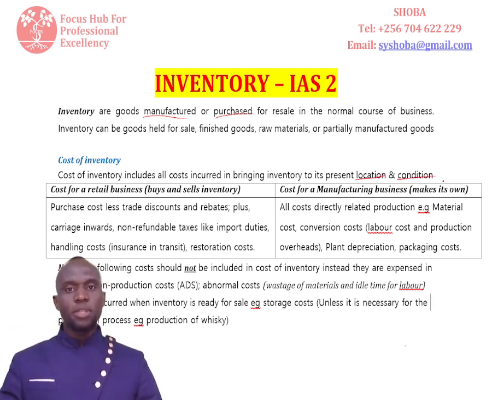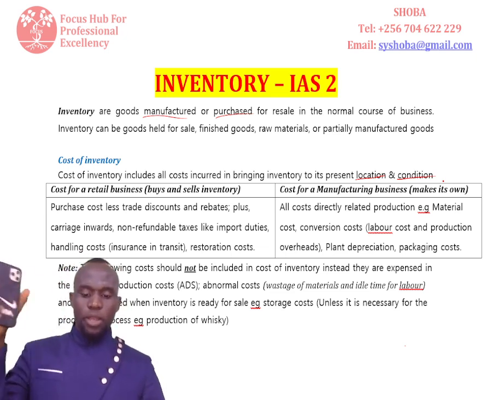Now, there are two types of businesses. It can be a retail business where we buy and sell inventory, or it can be a manufacturing business where we make our own products. For a retail business, the cost of inventory includes the purchase cost, but we subtract trade discounts and rebates.